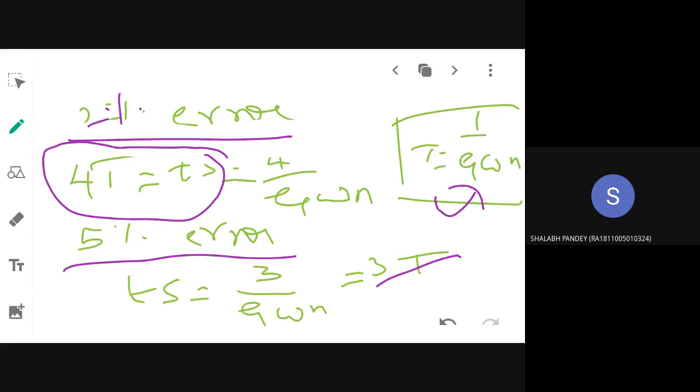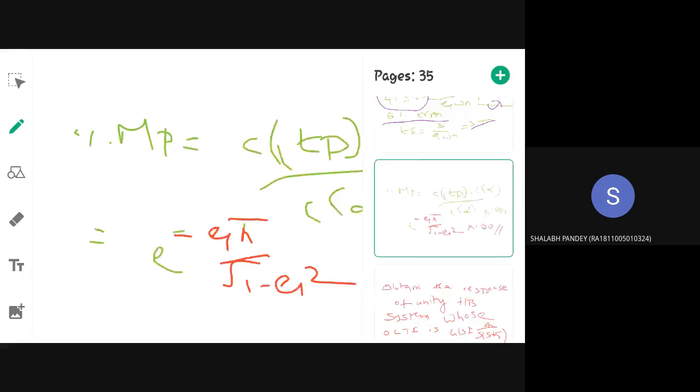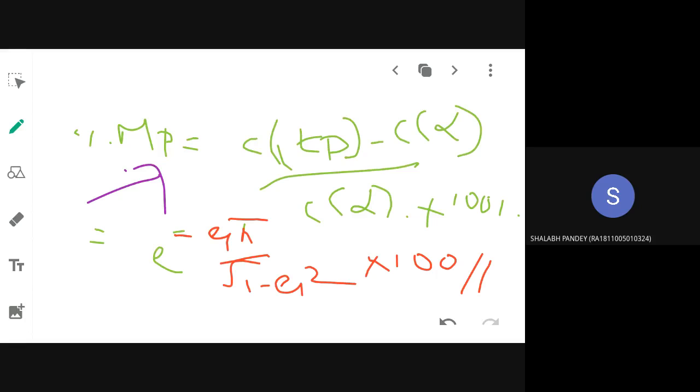And one more final thing is the overshoot. Overshoot is nothing but the difference between the peak value and the final steady state value. If you derive it properly, the formula will be e power minus zeta pi divided by square root of 1 minus zeta squared, into 100%. Make a note of this formula.